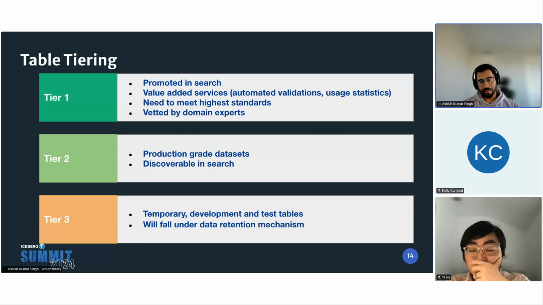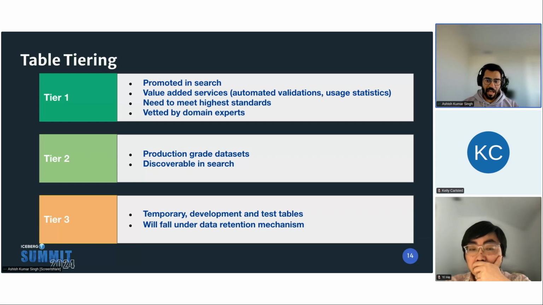In our case, we have 3 tiers. Almost all the tables are in tier 3. These are the tables which we don't care as much about. We don't care about their quality. We let users decide if they are really sure about using a table from tier 3, then they can. But we try to not show them on various surfaces like the search surfaces.